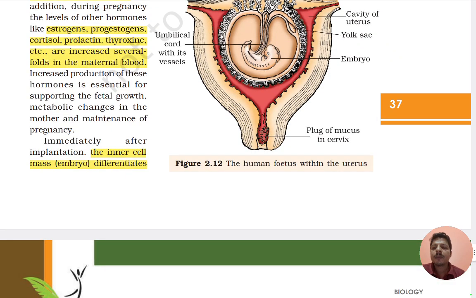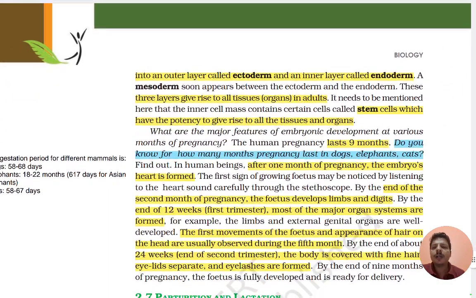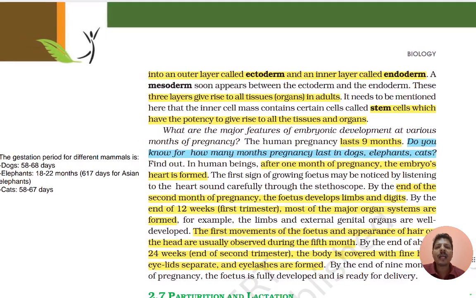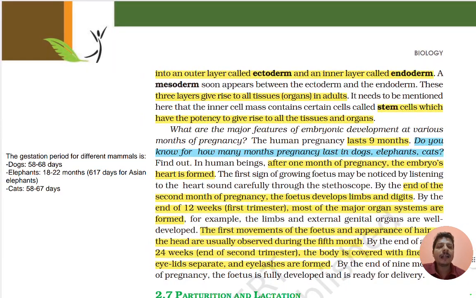Next, immediately after implantation, the inner cell mass differentiates into outer layer called ectoderm, inner layer called endoderm and mesoderm. And these three layers give rise to all tissue and organs in an adult because they have stem cells.